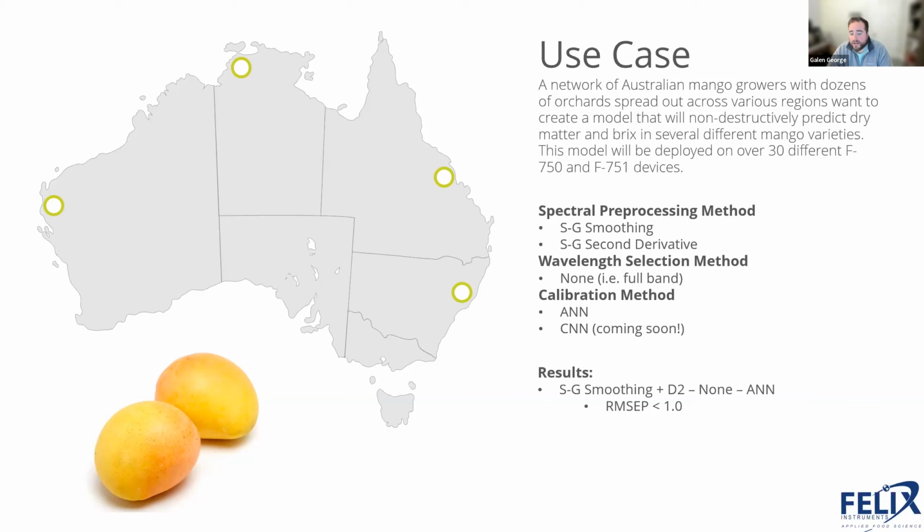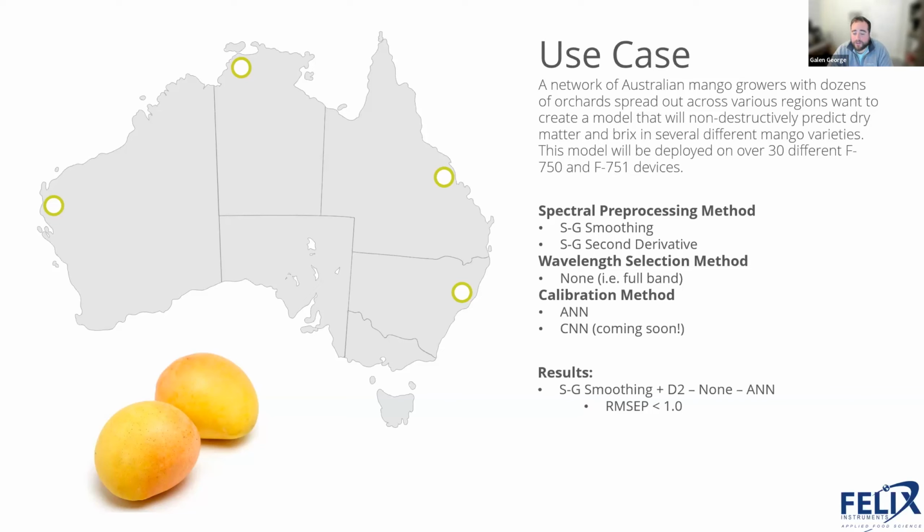So what they've done is Savitzky-Golay smoothing and then a Savitzky-Golay second derivative. So we've smoothed out the spectra, gotten the second derivative of that spectra, and then it's time to choose the wavelength. And they're really just going full band, essentially full band NIR. So not really selecting any particular wavelengths, not performing any algorithms or methods to select specific wavelengths.